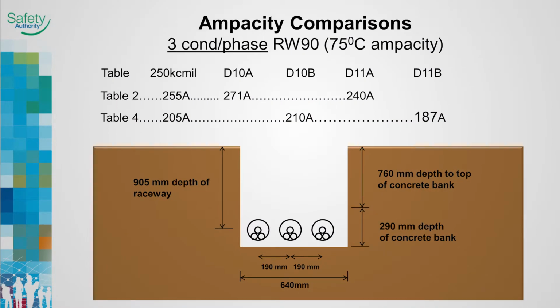This slide illustrates how Table 2 and Table 4 ampacities compare to corresponding ampacities selected from Table D11A or D11B when 3 aluminum conductors per phase are installed underground. In this example, the aluminum conductors installed in a raceway have an ampacity selected from Table D11B, 187 amps, which is lower than the Table 4 ampacity of 205 amps. The Table 4 ampacity cannot be assigned, and the conductor size must be selected from the corresponding D11B table.